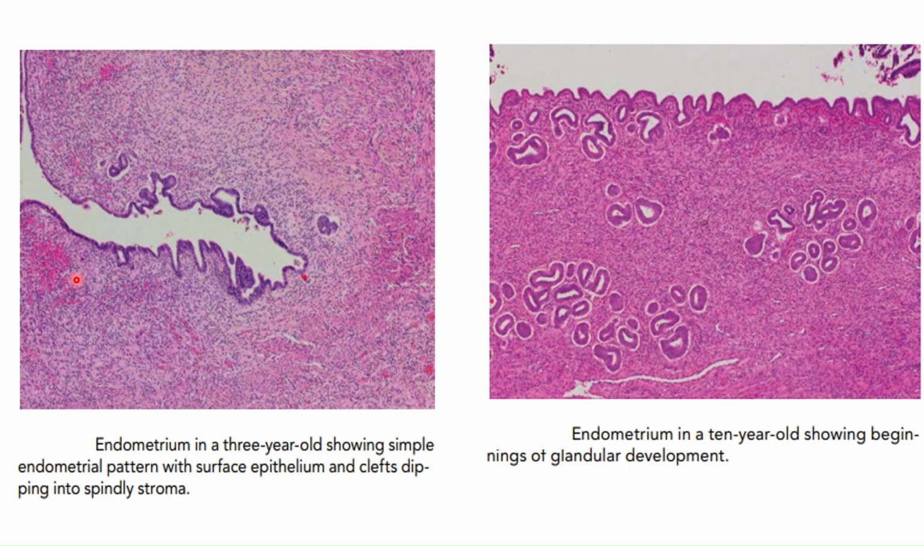Here, this is a section showing endometrium in a 3-year-old girl showing simple endometrial pattern with surface epithelium and clefts dipping into the spindly stroma. This section shows endometrium in a 10-year-old girl. Here, there is beginning of glandular development.